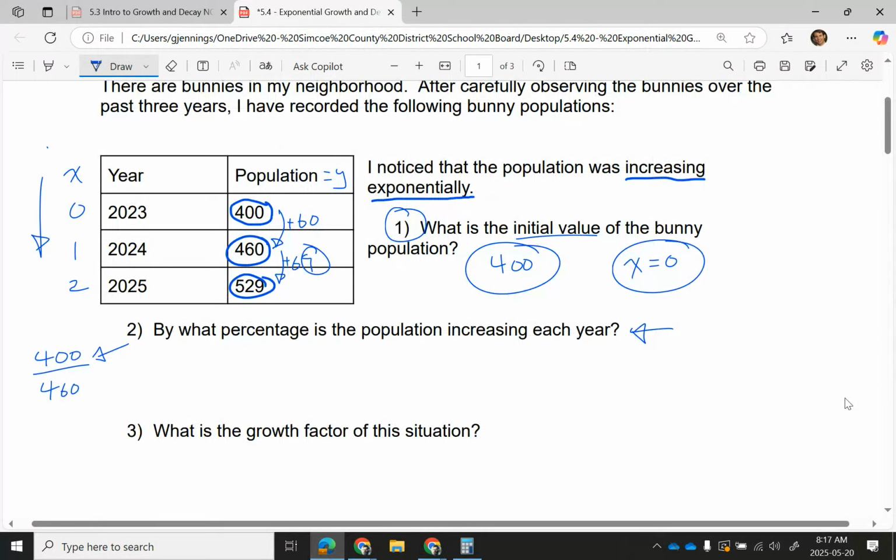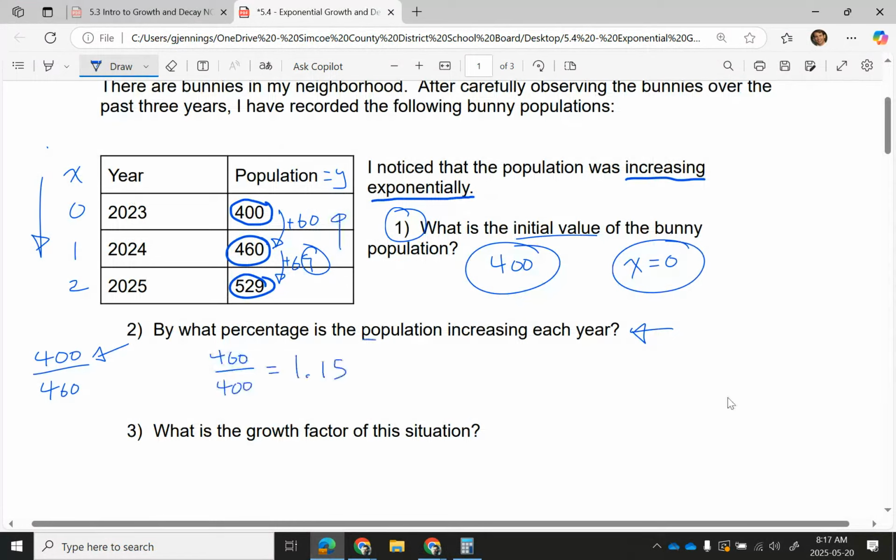But we are noticing that the population of bunnies is increasing. This is close, but not quite. So if we do 460 divided by 400, let's try this one. 460 divided by 400 is 1.15. So what's that telling us?